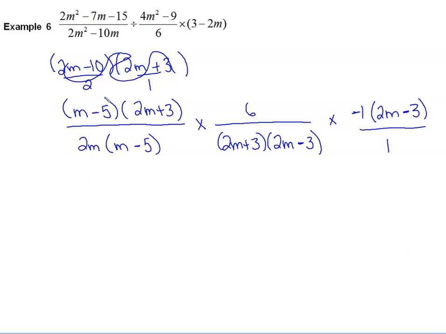So from here, and again, even though this is a long one and it's technically harder, it's the same steps. You just have to do it multiple times. There's just more room for error. So I can get rid of this here. I have this 2m plus 3. I have this 2m minus 3.